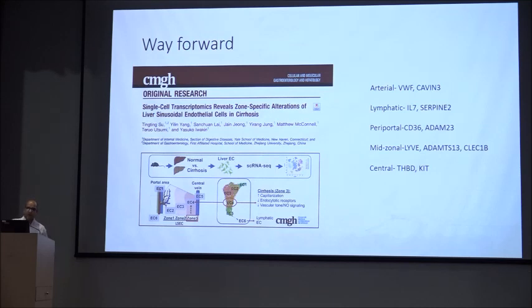Coming to the way forward. This is a study which highlighted that there is heterogeneity in the liver sinusoidal endothelial cells. If we go from the periportal area to the central vein, there is a lot of heterogeneity, and the specific markers which could be of importance are: arterial, which will show VWF and Kevin 3; lymphatic vessel, IL-7; periportal sinusoids will show CD38 and ADAM23; midzonal, ADAMTS13 and CLEC1B; and central, THBD and KIT.